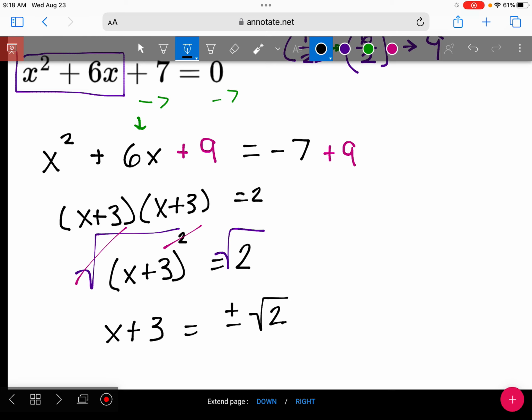Get x by itself. Subtract 3 from both sides. X equals negative 3 plus or minus square root of 2.